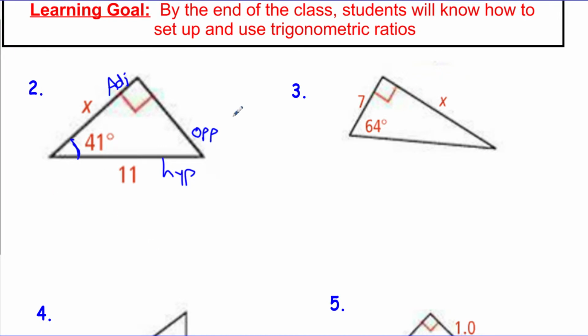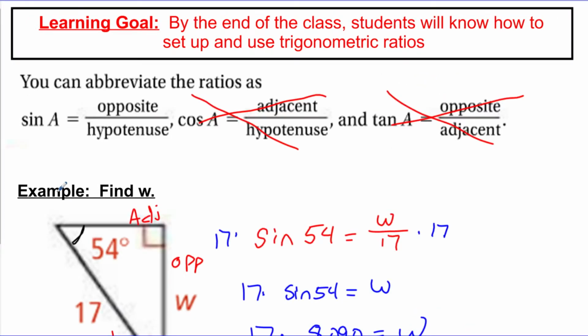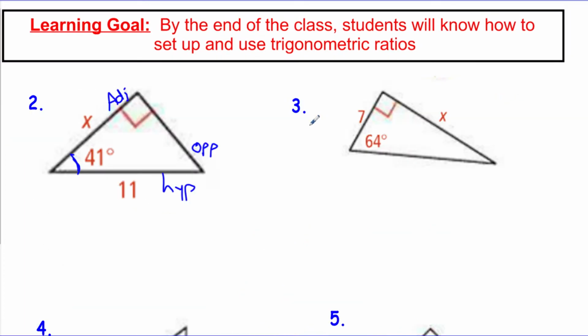So when I set this one up, I would like to know about adjacent, and I know the hypotenuse. Adjacent and hypotenuse, if I go back to my three ratios, that's the cosine one. So I'm going to use cosine in this case and say the cosine of 41 is equal to adjacent over hypotenuse. Again, now the solve is pretty similar.